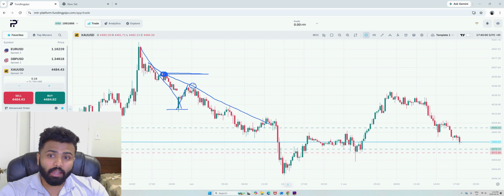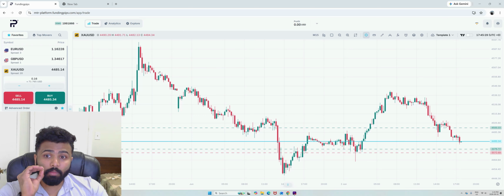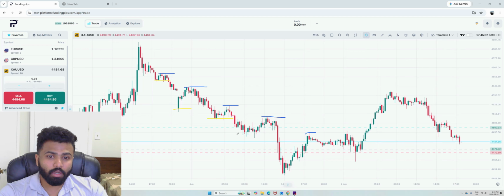But instead of breaking this lower high, it created another lower high. So that's lower high number one, lower high number two. I'm going to mark lower highs with blue. First I'm going to mark all the lower highs: lower high, lower high, lower high, and lower high. Another thing would be lower lows, lower lows, and more lower lows. I hope it's clear for now.